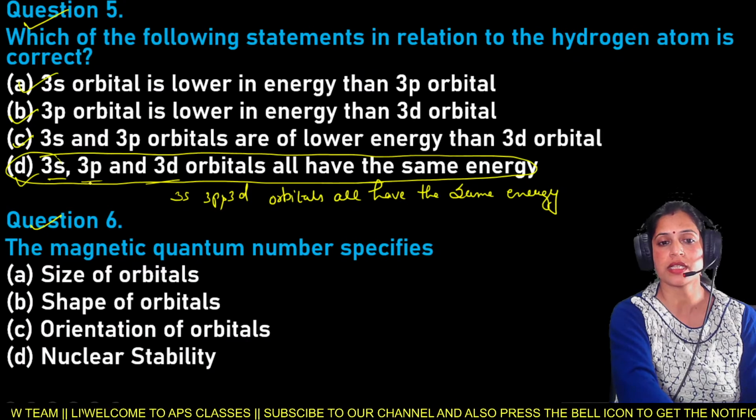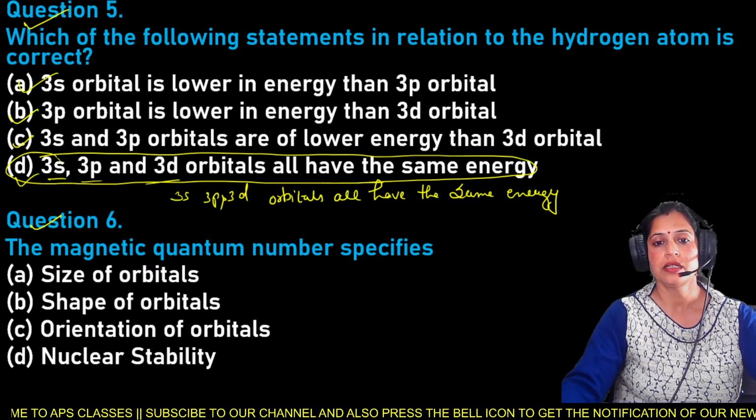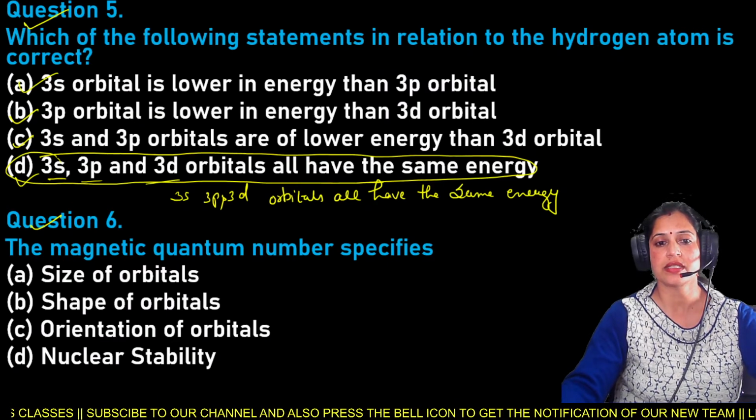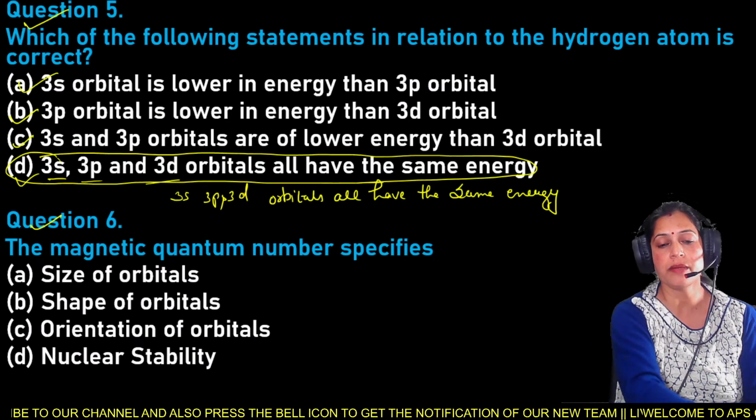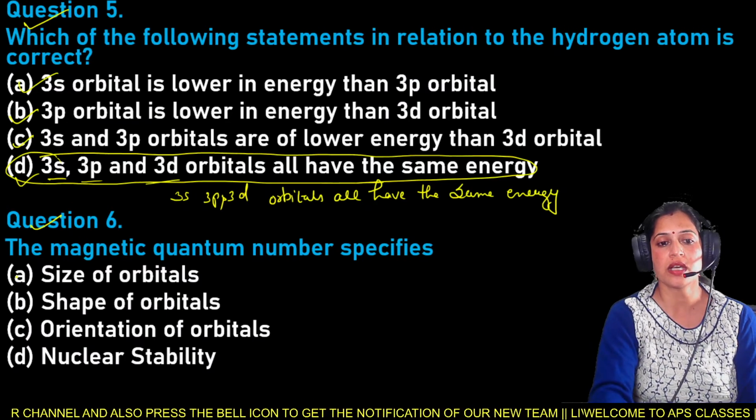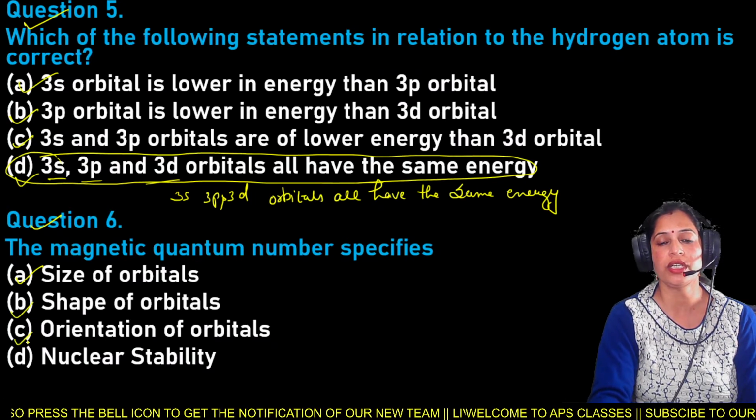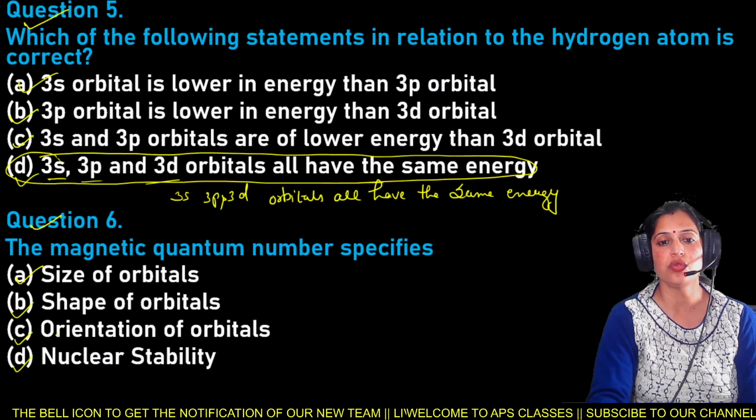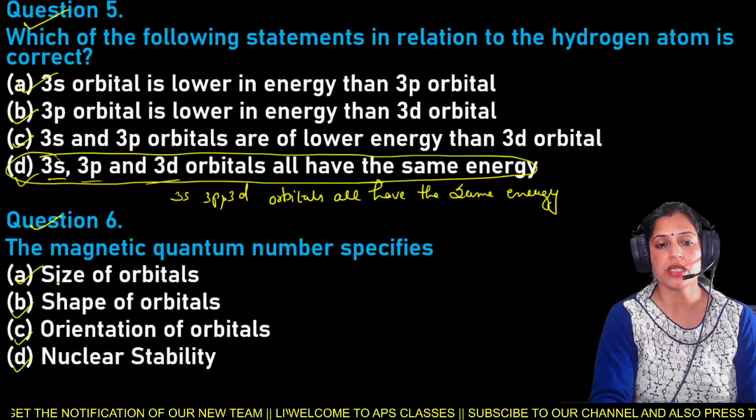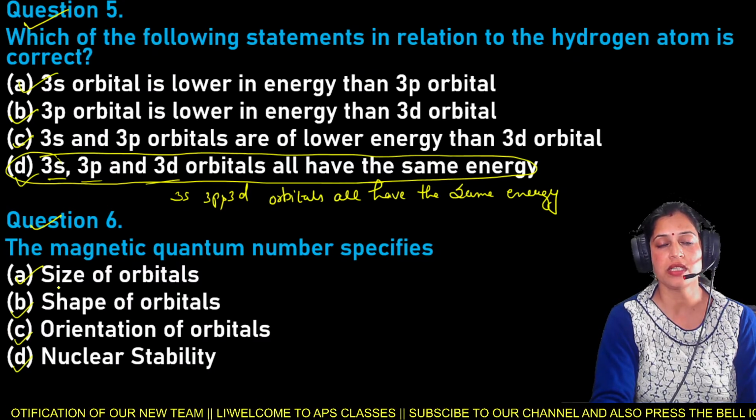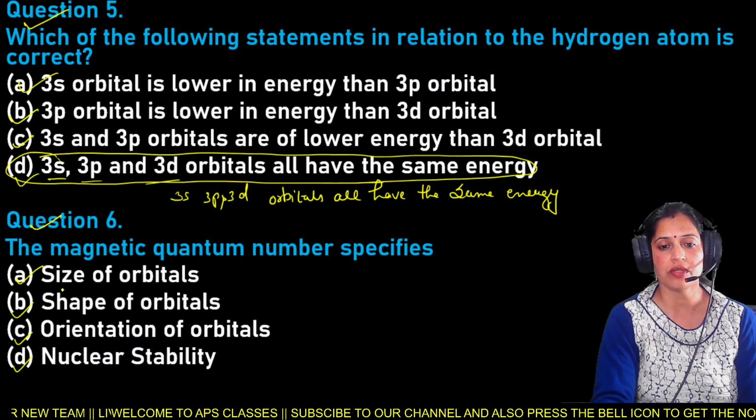Next is question number 6. Magnetic quantum number specifies: options are A, size of orbitals, B, shape of orbitals, C, orientation of orbitals, and D, nuclear stability. So out of these options, the magnetic quantum number specifies either the size, shape, orientation, or nuclear stability of the orbitals.